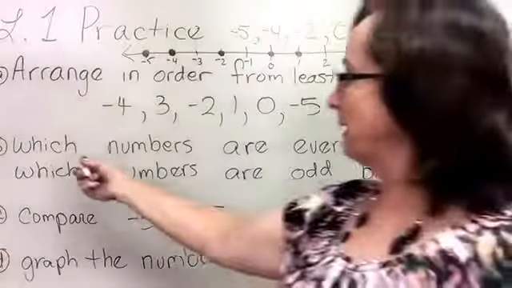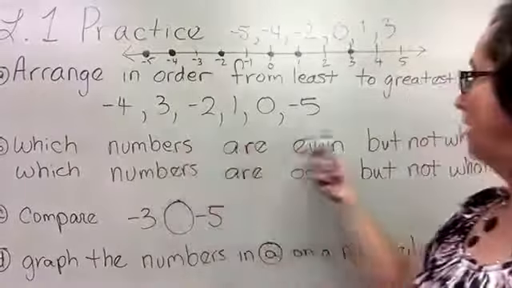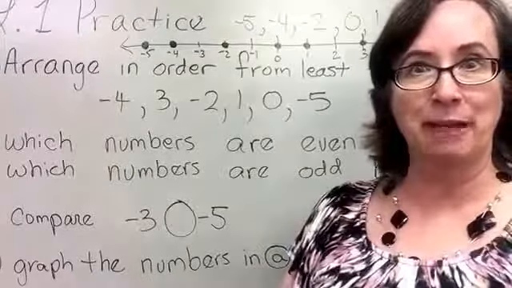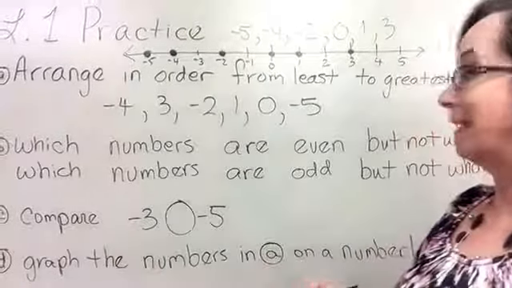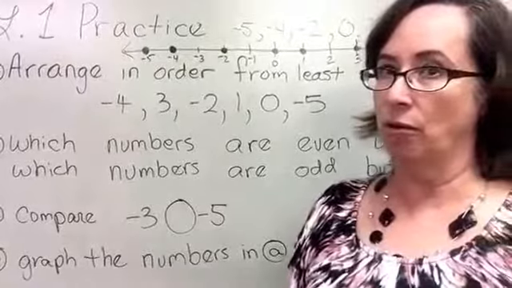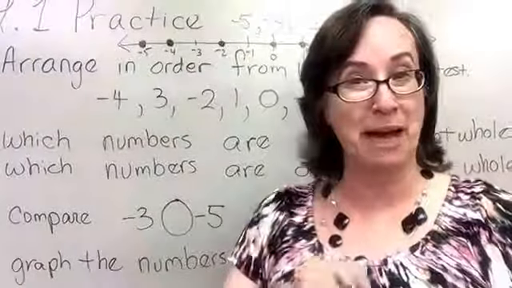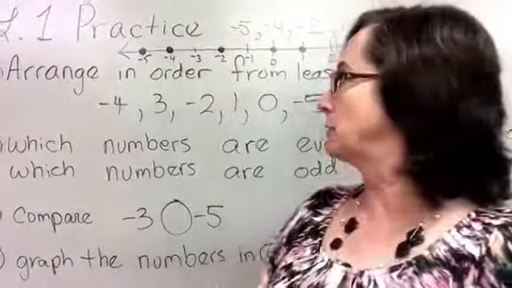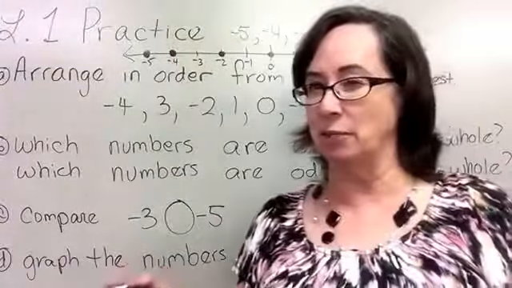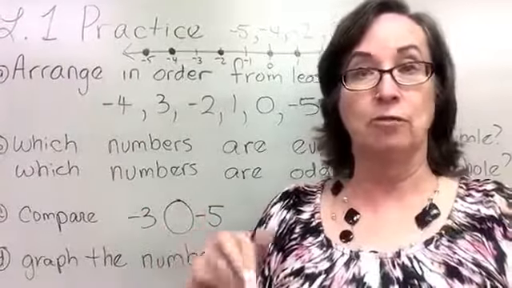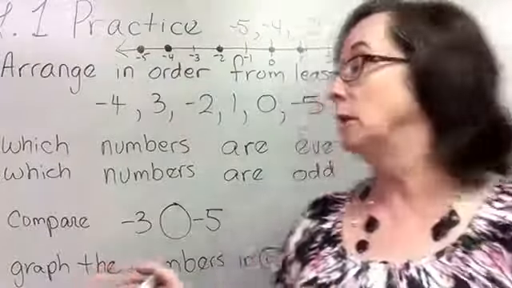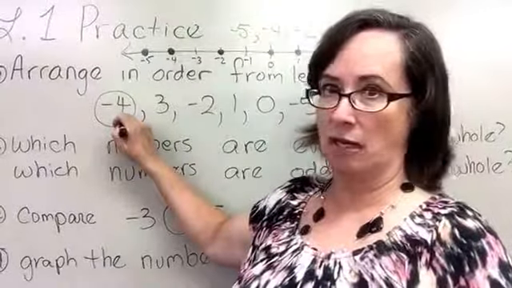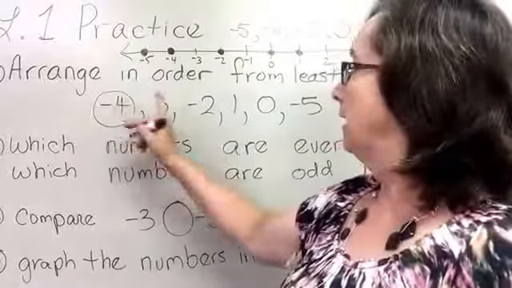Okay, now look at this one. It says which numbers are even but not whole. Now we're still talking about the problem A up here. Which numbers are even but not whole? Remember, whole numbers are always positive. Negative numbers are integers, but they are not whole numbers. So remember, even numbers are divisible by 2. 4 is divisible by 2, but -4, although it is even, is not a whole number. Okay, 3 is odd.